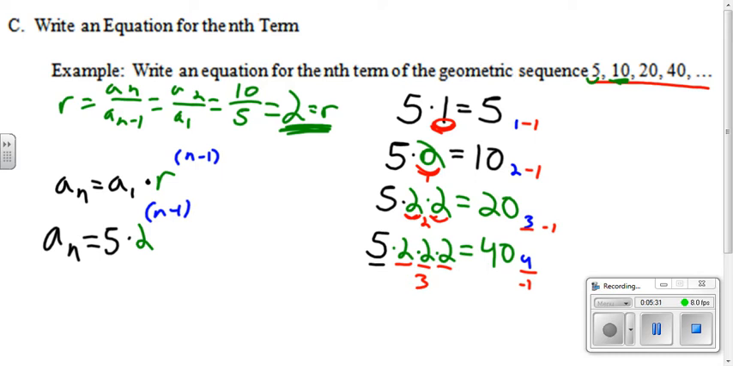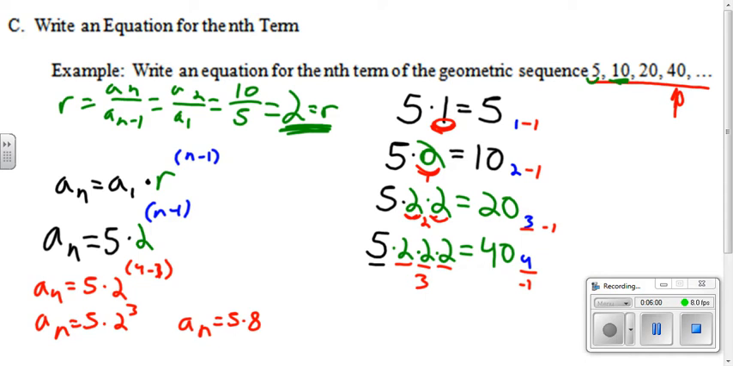Again, we can check and make sure this works. Let's use 4 to see if it actually works. A sub 4 equals 5 times 2 to the 4 minus 1. 4 minus 1 is 3, so a sub 4 equals 5 times 2 to the third power. 2 to the third power is 8, so it's 5 times 8, and 5 times 8 is 40. I guess I should have been saying this was a sub 4.